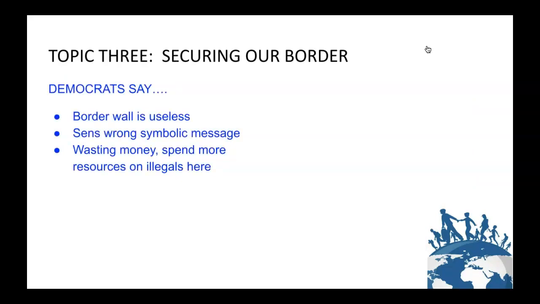Democrats would say that the border wall is useless and it really sends the wrong message to the public and also to Mexico and to other countries alike. We would be wasting money, spending more resources on things that really just aren't related to the issues. Democrats would say we need to spend more money here for the illegals that are already here to uplift them and to help them, rather than building a wall that just says stay out.